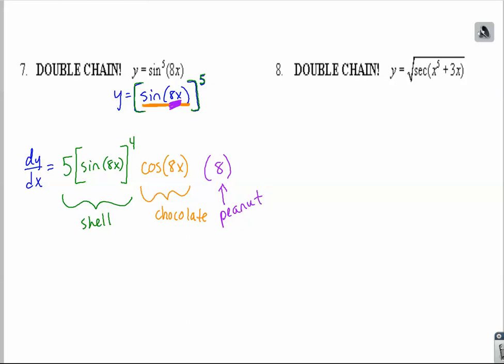I have a derivative, but perhaps we simplify it a little bit. 8 times 5, 40. Sine, instead of with the 4 outside, sine to the fourth of 8x, and cosine of 8x. I'm going to work through the next double chain. If you want to pause the video, give it a shot, or you can jam out with me and then check your work.